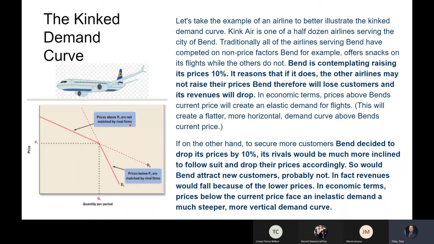I want you to be aware of how this kinked demand works, and that is that if one firm drops its prices, it's probably going to lose revenue out of it, or if that same firm increases prices, it's probably going to lose money out of it, because the elasticity of demand changes going up and down.